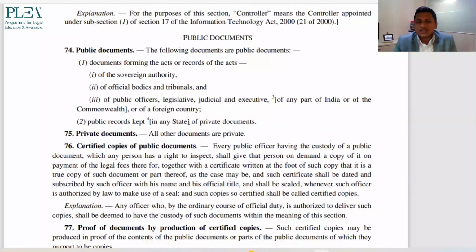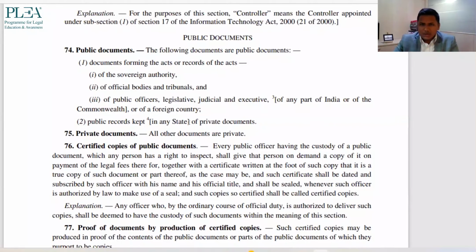Please read what it says. Public records kept in any state of private documents. It does not say private documents kept in public records. What it says is public records kept in any state of private documents. So the second set of jurists say that only the registers or the entries of those sale deeds or gift deeds or whatever, transaction deeds, conveyances, etc., registrable documents, only the records of the documents and not the documents by themselves are public records. Second, we come to section 75, that is private documents.